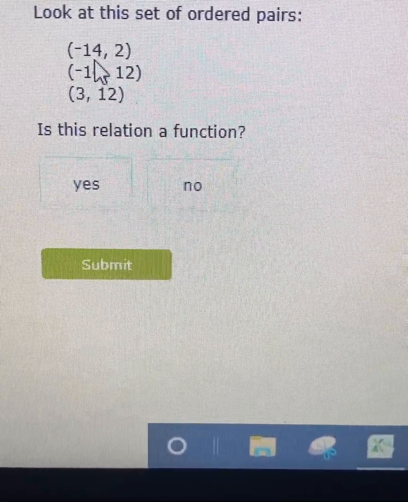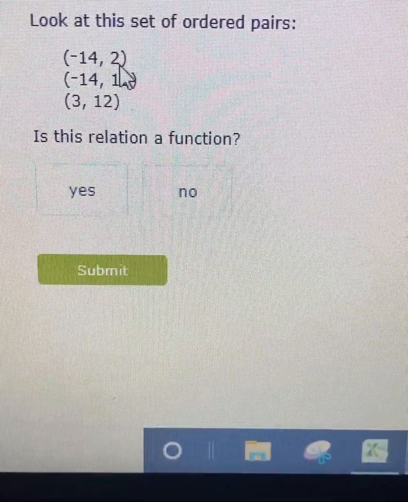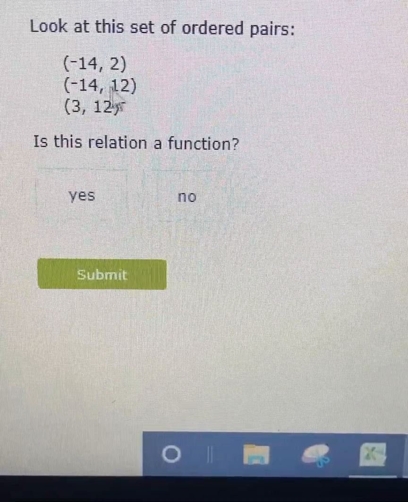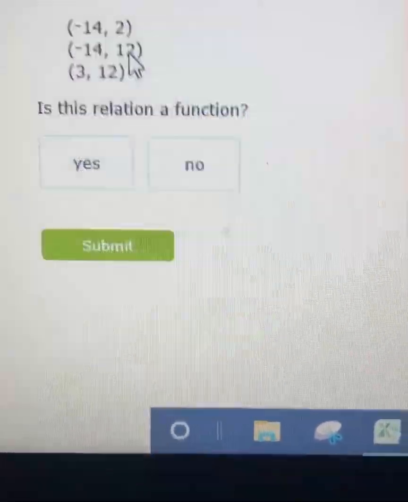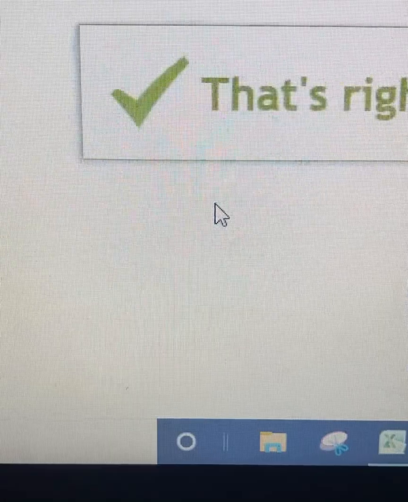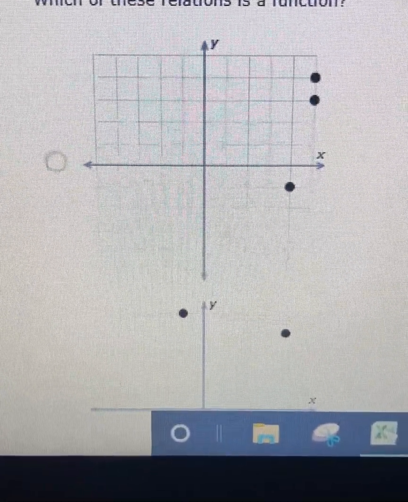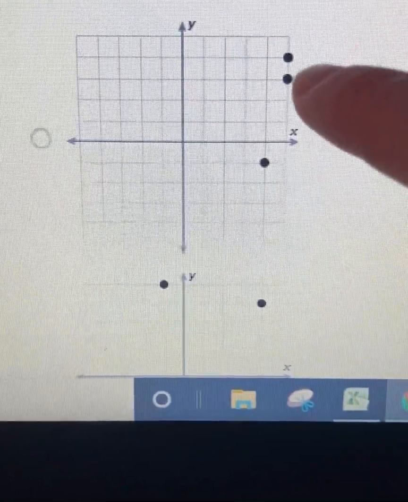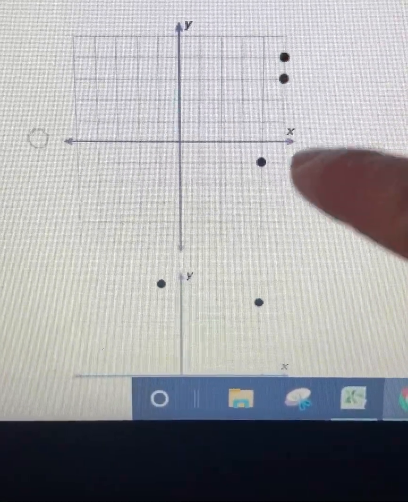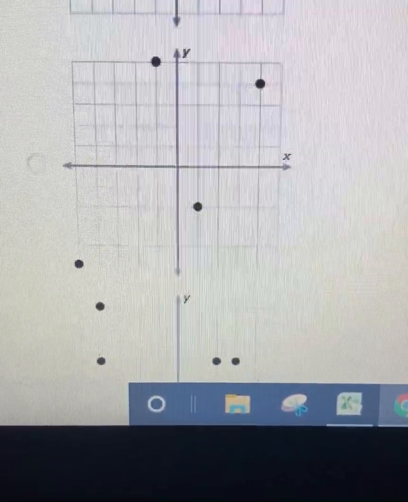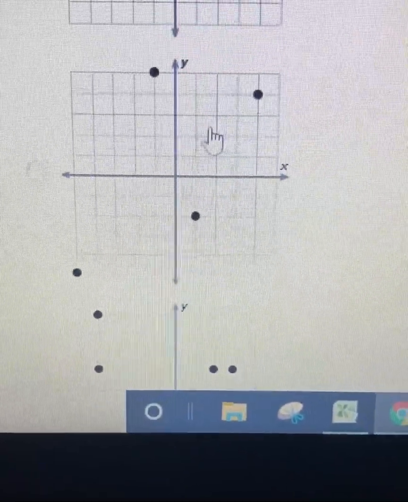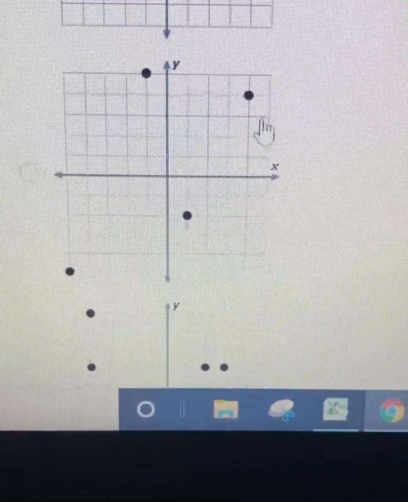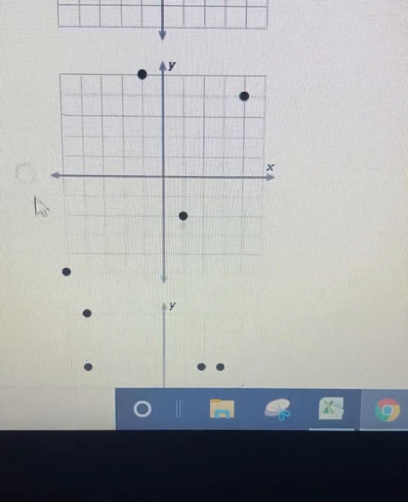Two of these x values are -14. Put in -14, get out 2. Put in -14 again, and get out 12. That doesn't make any sense. Not a function. Now they're looking for which one is a function. If I draw the line right there, I'm going to hit those two dots, so not a function. This one: nowhere on this graph would I hit two dots with one straight line down, so this is my function.